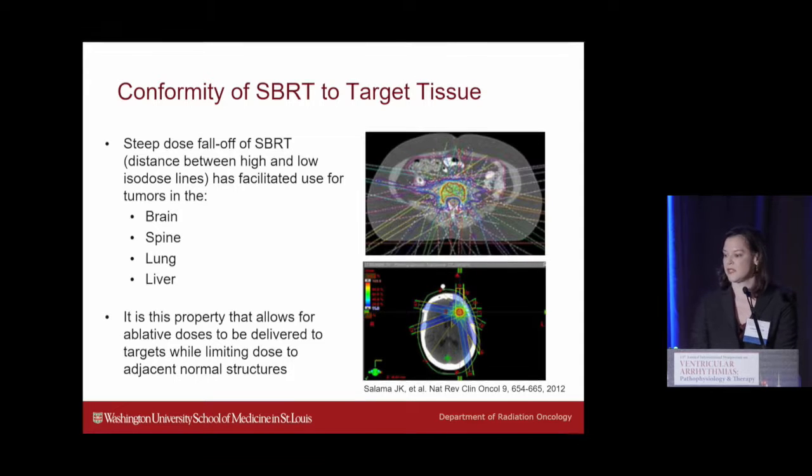This is what has facilitated the use of SBRT in brain, spine, lung, liver, and pancreas, which are also sites of critical anatomy that, if done incorrectly or immobilized incorrectly, can have disastrous consequences. However, when done correctly, it allows ablative doses of radiation to be given while limiting dose to normal structures.